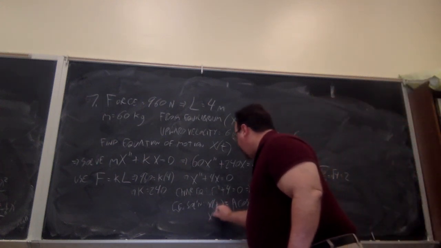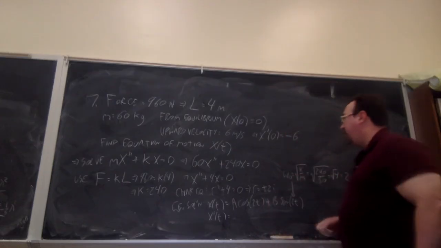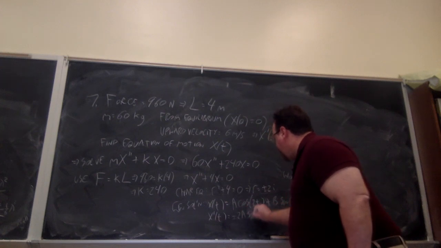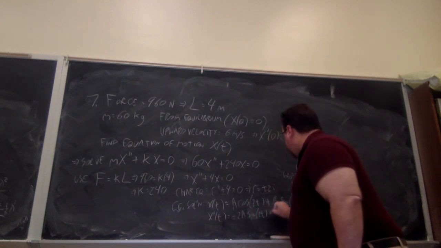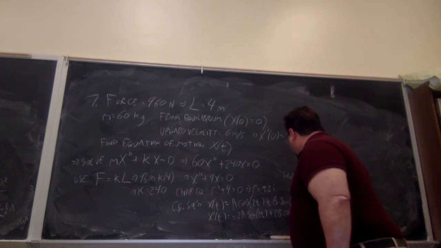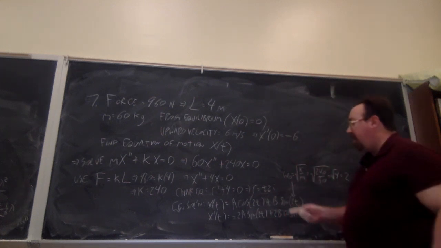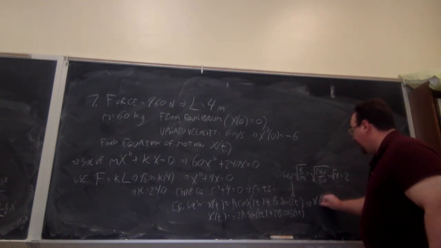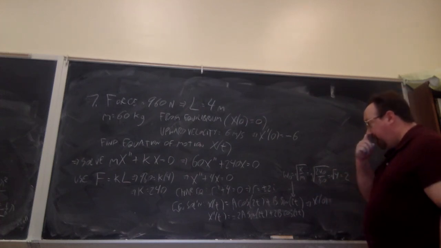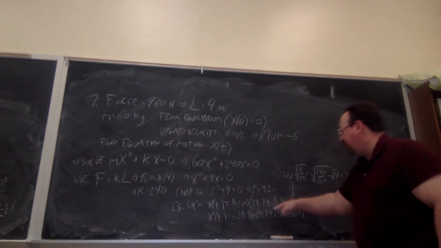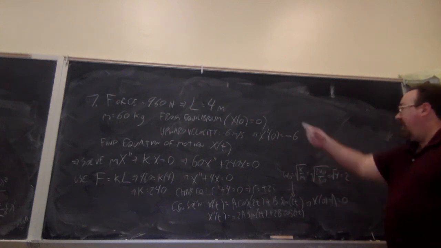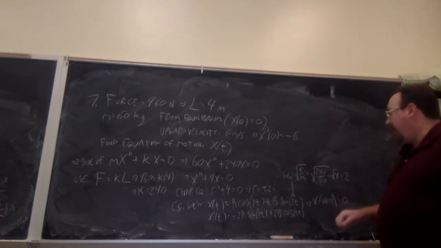So I need x prime, since one of the initial conditions is on x prime of 0. So I'm going to get minus 2a sine 2t plus 2b cosine 2t. Now I can substitute t equals 0 into both. So I have x of 0. Well, cosine of 0 is 1, sine of 0 is 0. So I get a times 1 plus b times 0. I just get a. And that has to be 0, because x of 0 equals 0. So that term is gone.